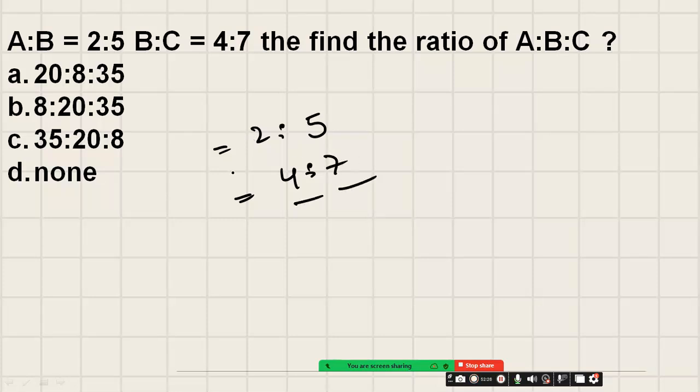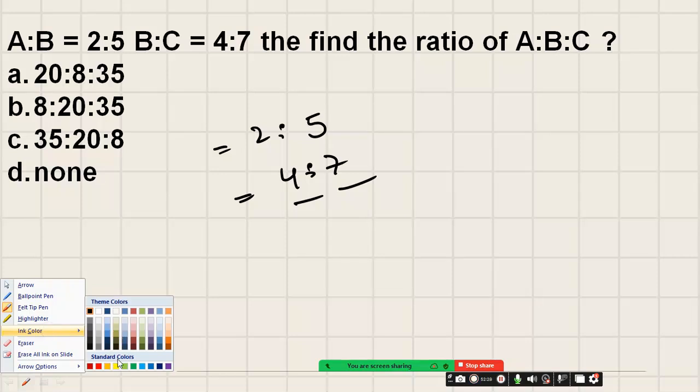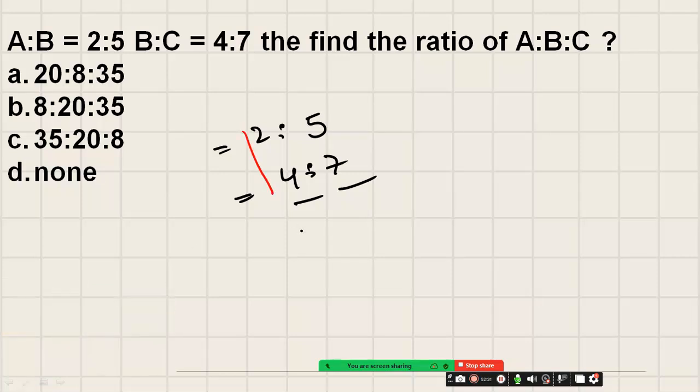So if you want to find out the A value, multiply the right hand side numbers. 2 4s are 8. Go through option verification. Which option starting number is 8? That option is the right answer. Here there is only one option with 8, so option B is the right answer.